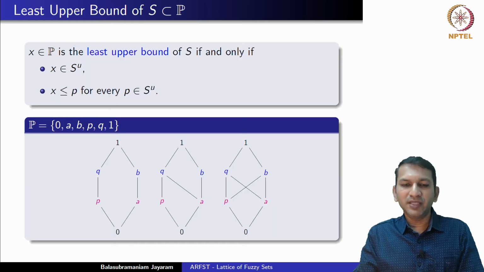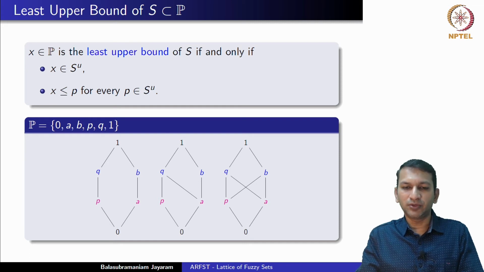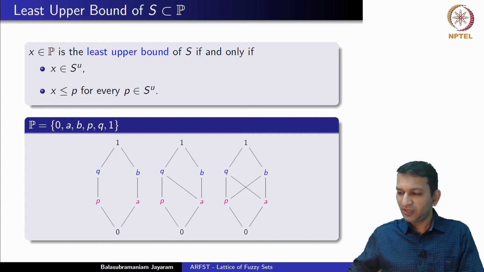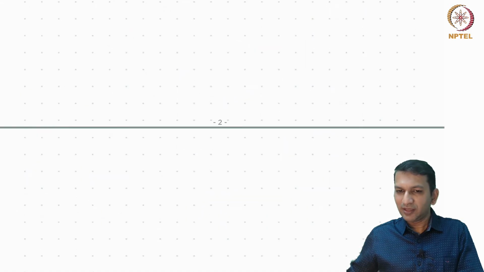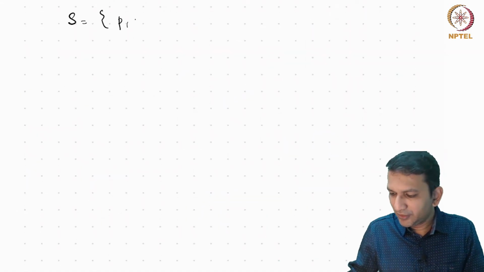So what it means is, with respect to the third ordering, the set S consisting of P and A does not have a least upper bound. This is not to say that no subset S of P will have a least upper bound. Let's look at the set S with P and Q.